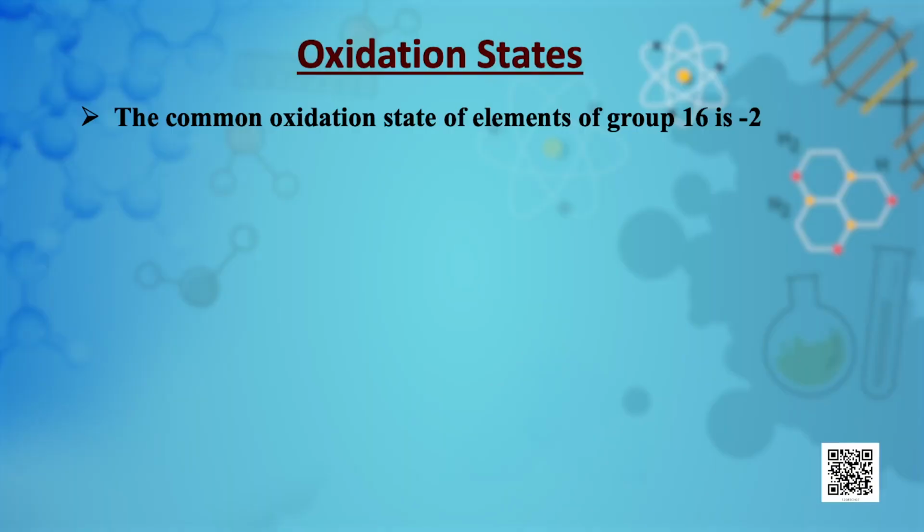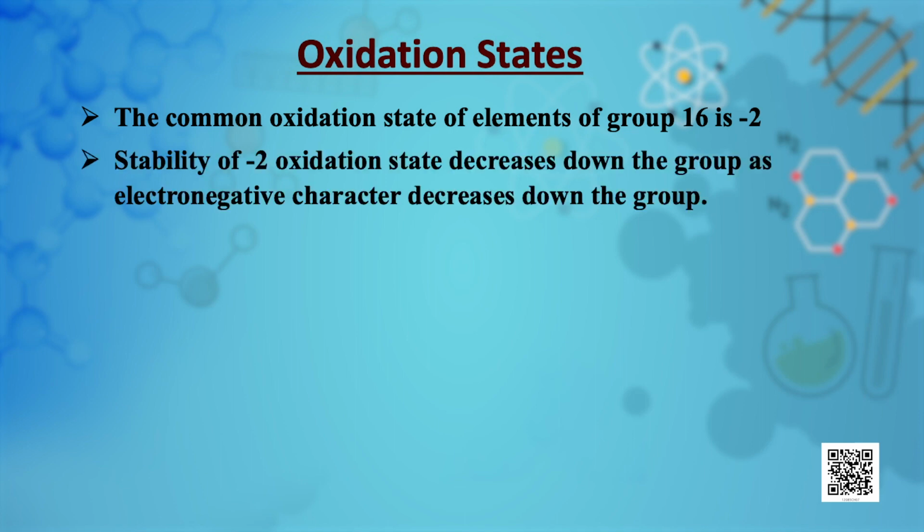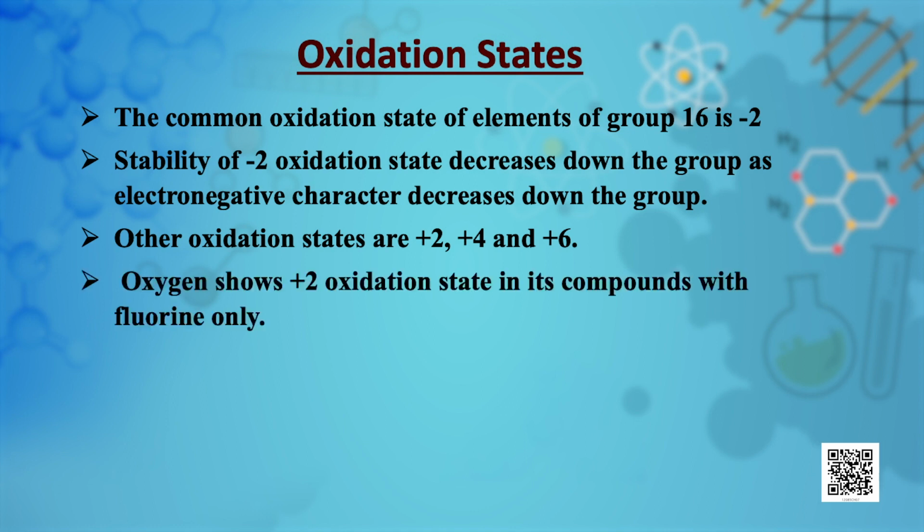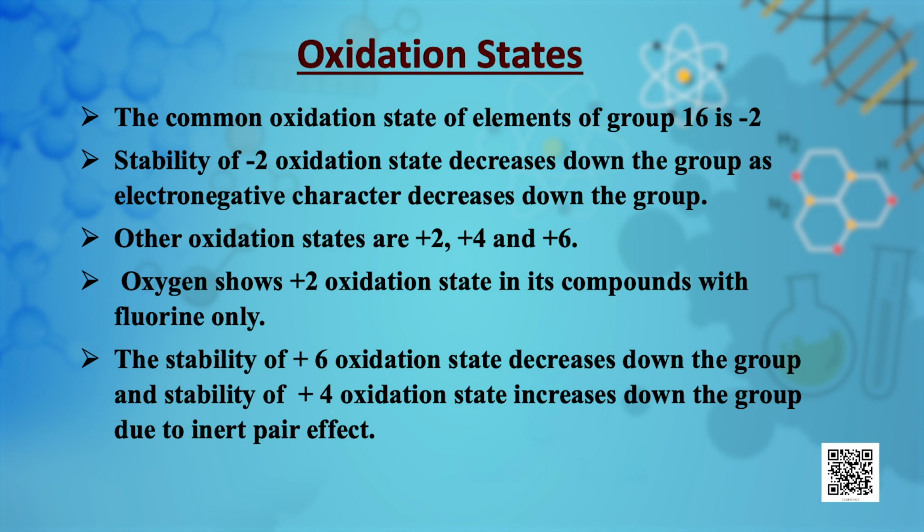The common oxidation state of elements of group 16 is -2. Stability of the -2 oxidation state decreases down the group as electronegative character decreases down the group. Other oxidation states of the elements of this group are +2, +4 and +6. Oxygen shows +2 oxidation state in its compounds with fluorine only. The stability of +6 oxidation state decreases down the group and stability of +4 oxidation state increases down the group. This is due to inert pair effect.